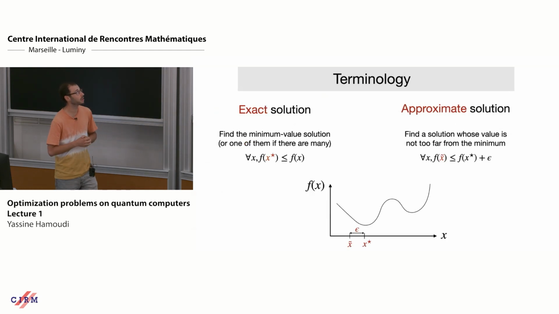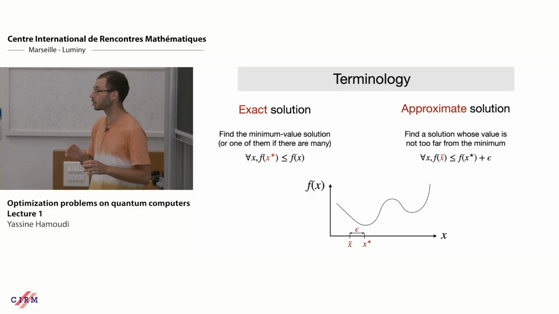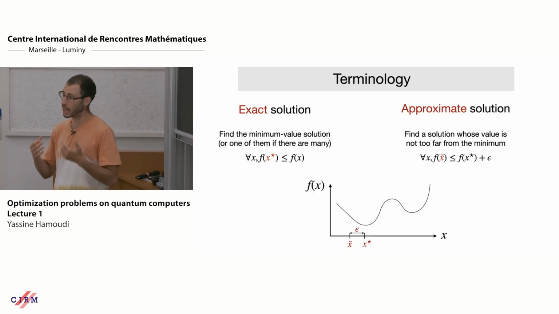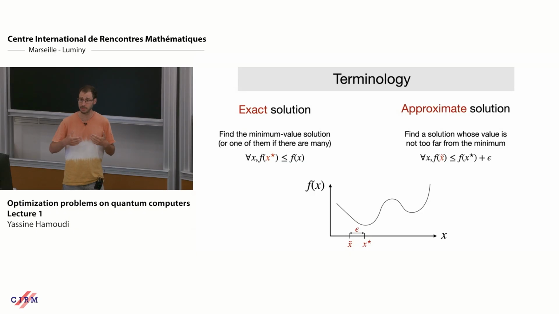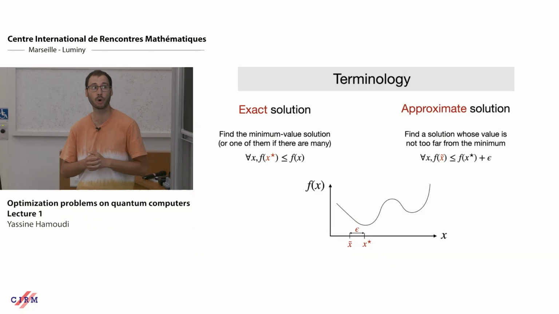A second point of terminology is about exact versus approximate solution. So when you ask for an exact solution, it means that you really want to find the best possible point, the one that really minimizes the function. So the point x star in the search space, which has the smallest possible objective. So of course, if you can do that, that is the best thing we may hope for.